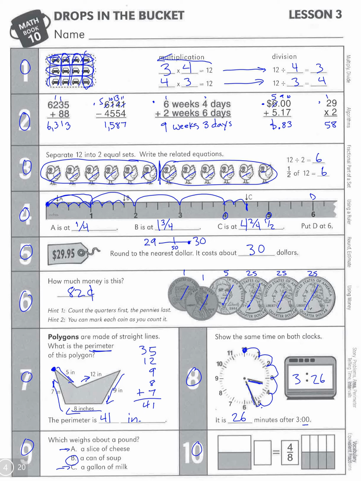All right, number 10. This square has been cut into 2 parts, so it is 2 parts, and only one of those is shaded. And so there we go. 1/2 is the same as 4 out of 8. All right, so that's Drops in the Bucket, lesson 3.